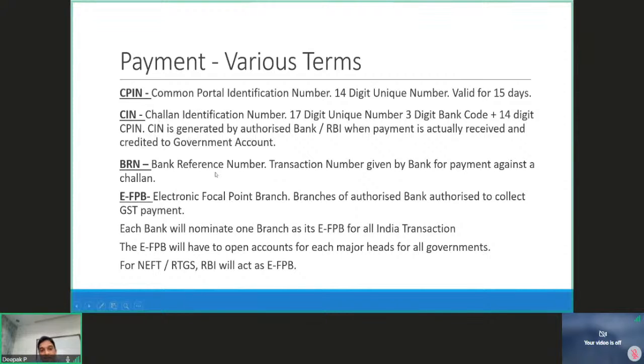Then you have a bank reference number for any payment you make. This is the transaction number given by the bank for payment made against a challan. Once a challan gets generated, the CIN will be there and the BRN will also be there, which is the bank reference number.